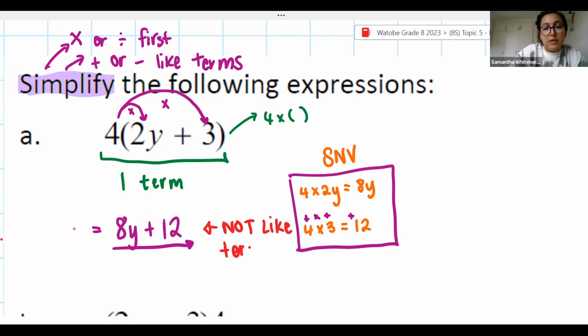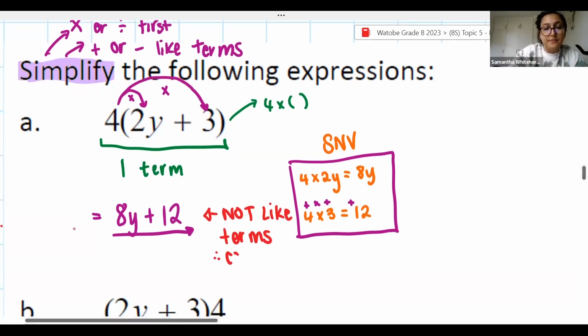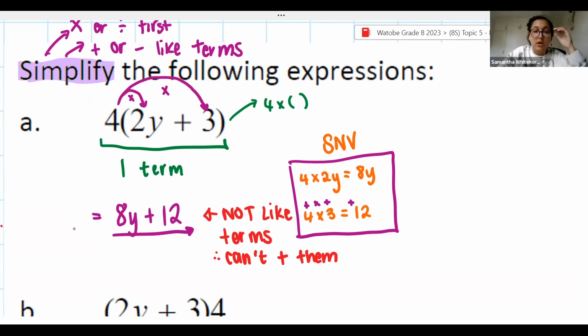Like terms, remember, have the same variable or exponent. I've got a term with a y, and I've got a constant term, so they're not like terms. And so that means I cannot add or subtract them. And guys, that's very important. If you now start adding things that can't be added, we're getting the wrong answer.